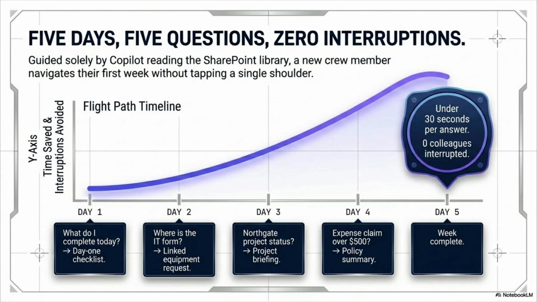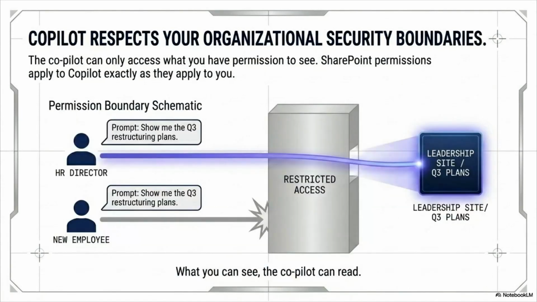Copilot made it answerable. Copilot respects your organizational security boundaries. The Copilot can only access what you have permission to see. SharePoint permissions apply to Copilot exactly as they apply to you. Look at the permission boundary schematic. The HR director asks to see the Q3 restructuring plans. Copilot reads from the leadership site and returns the answer. The new employee asks the exact same question. Copilot hits the restricted access boundary and stops. What you can see, the Copilot can read. The boundary is absolute. Copilot never surfaces content from libraries or sites the user is not permitted to access.